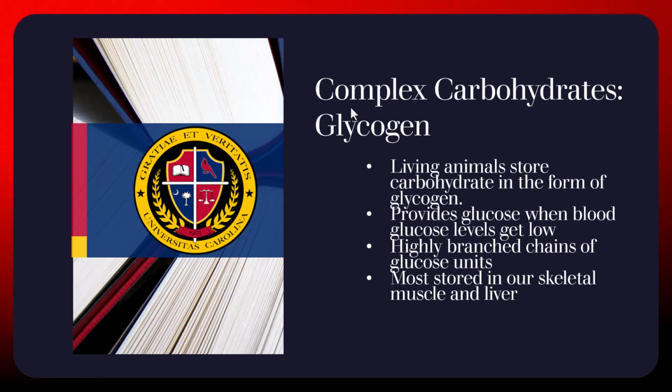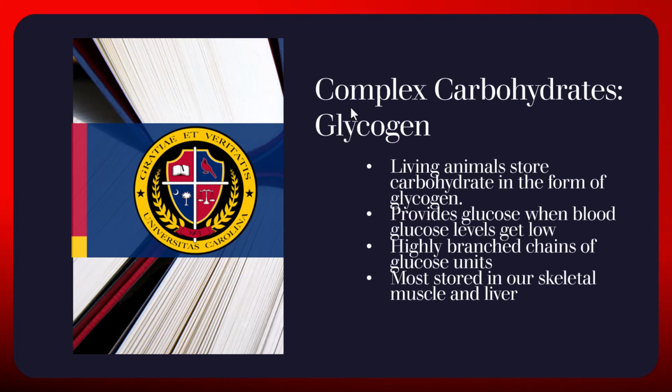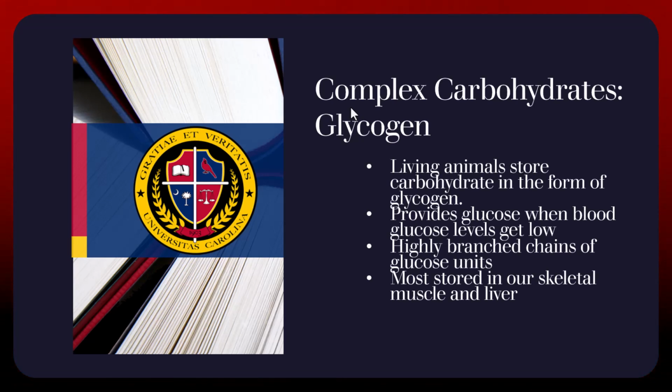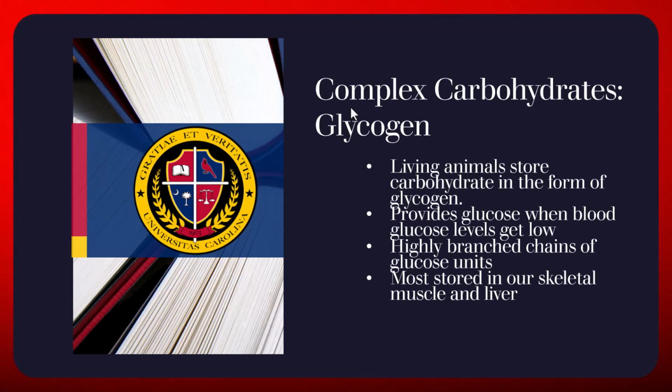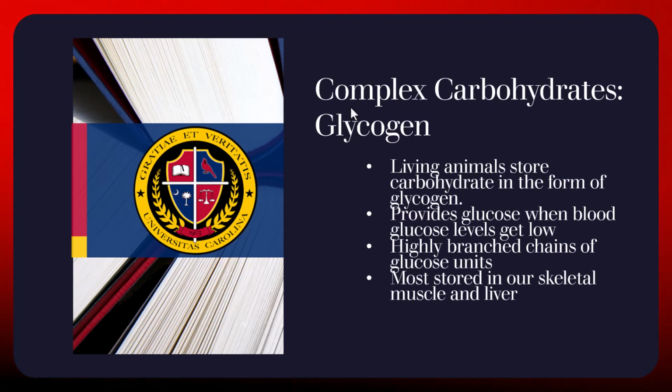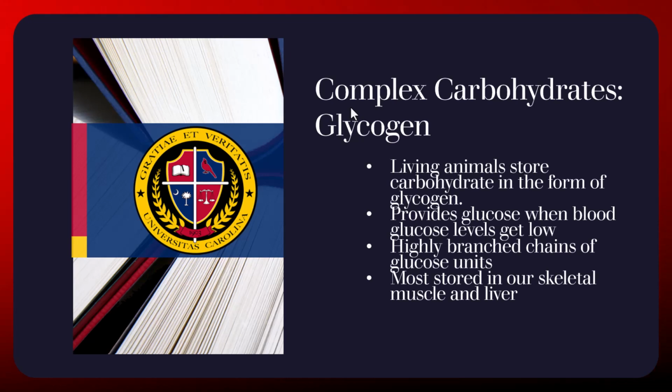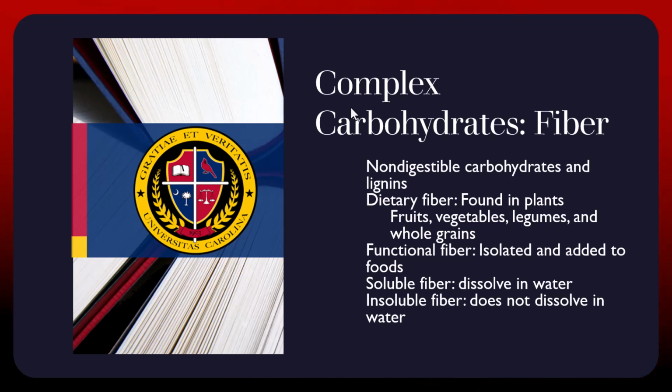So let's discuss glycogen a little bit more. Living animals store carbohydrate in the form of glycogen. This provides glucose when blood glucose levels get low. Highly branched chains of glucose units is what the glycogen is made of, and most of the glycogen is stored in our skeletal muscles or in our liver.